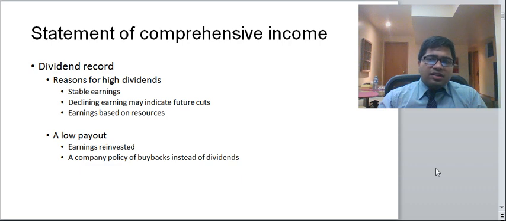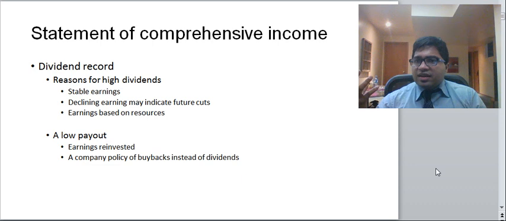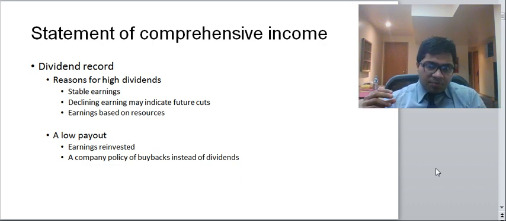Low payout is generally not desirable, but it can be a valid reason if earnings are reinvested. So if a company is growing and has a lot of opportunities and needs a lot of money, it would reinvest its earnings. If such a situation is happening, whereby the company is reinvesting its earnings, then a low payout may be a valid reason. Or if the company is buying back shares instead of paying dividends, that also can be a cause of low payouts.